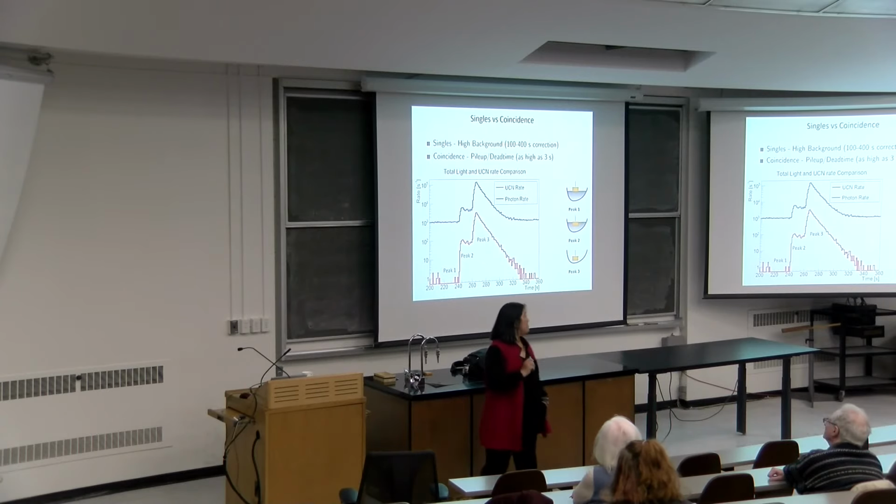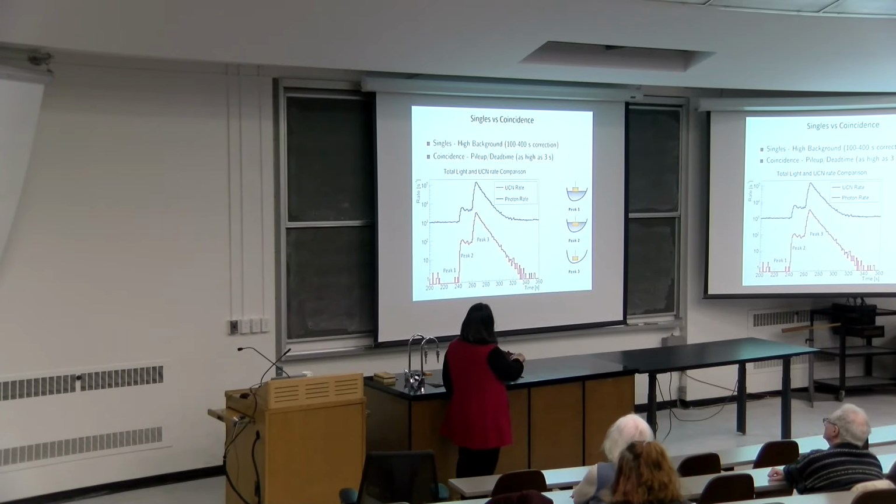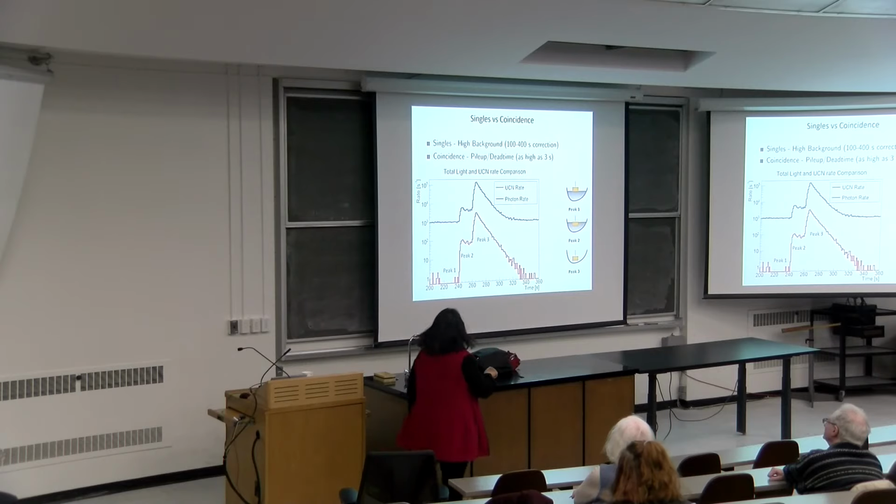Since we have 2 PMTs, we can form a coincidence. You can see that, of course, the background is much reduced. The signal is also reduced, but the signal to noise ratio improved quite a lot.